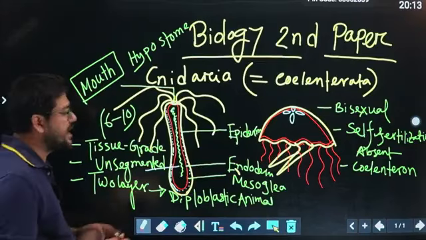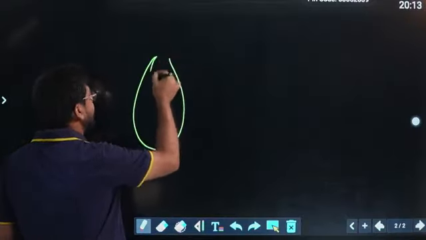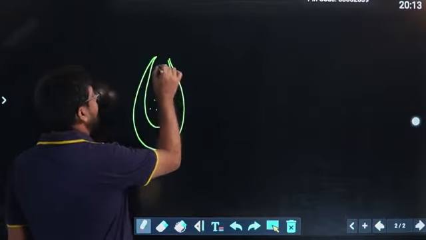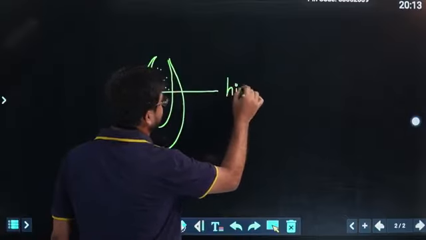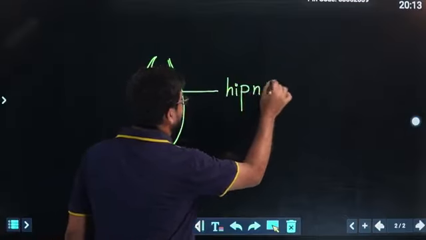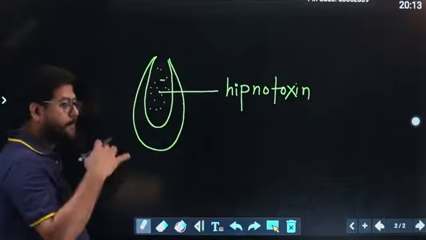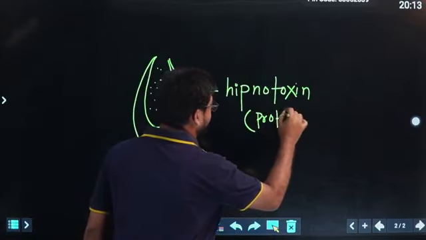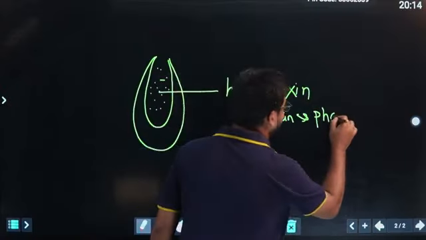Cnidoblast cell is a kind of cell. You should look at the structure of the cnidoblast cell. The cnidoblast cell is exactly pear shaped, and it contains a sac inside it. That sac contains some poisonous chemicals, and these poisonous chemicals can hypnotize a person. That is why you can say it is the hypno, and it is toxic. That is why it is hypnotoxin. The element is made up of two compositions. It is the protein and phenol. Okay, so these are two chemicals, protein and phenol.